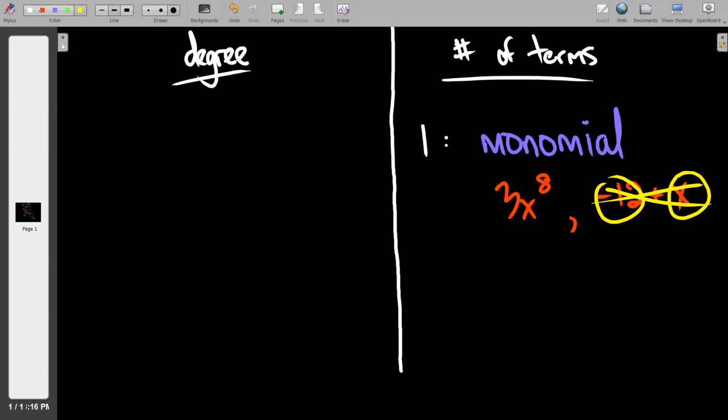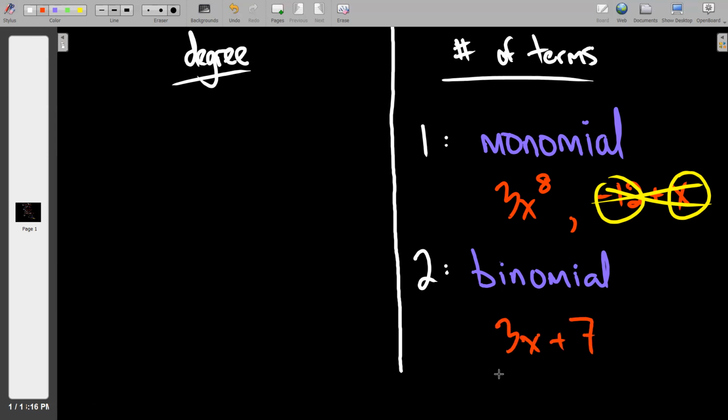How about 2? 2 is a binomial. Very good. We will be using this word a lot, binomial, in the next couple of weeks. A binomial has 2 terms. As long as it's got one plus or minus in it, then that's going to be the separation that we need to create 2 chunks. Sure, 3x plus 7. Perfect binomial. How about 11 minus 46x to the 10th? That's a binomial. It's got 2 terms.